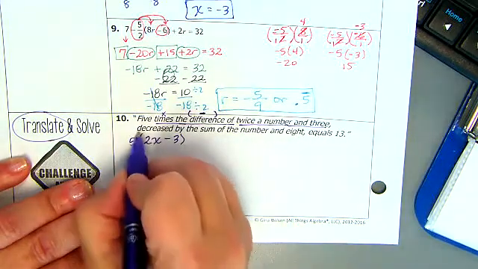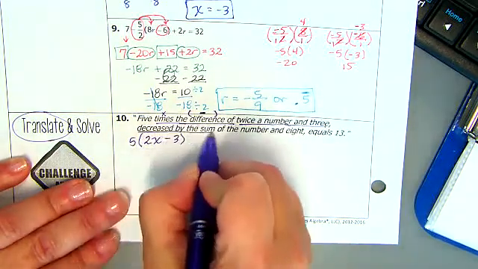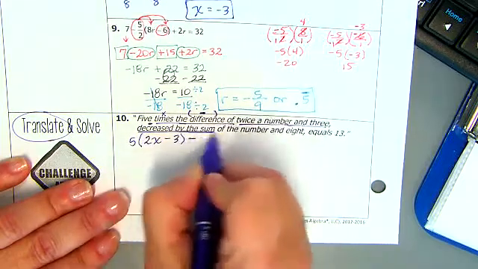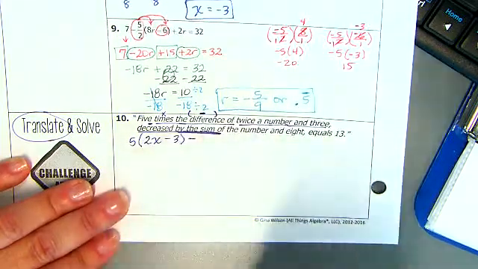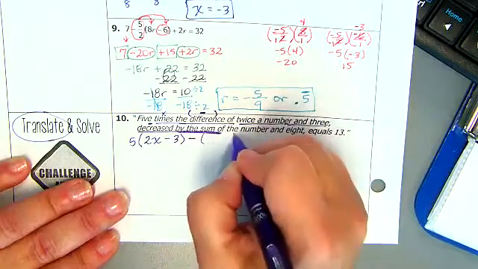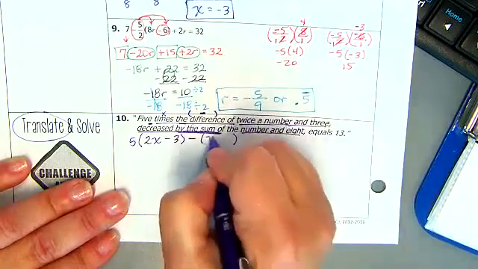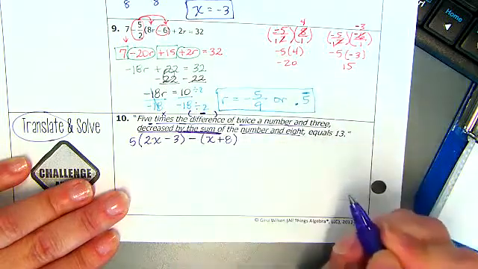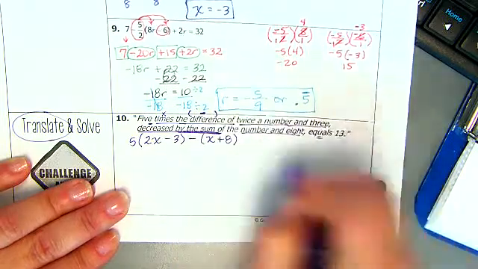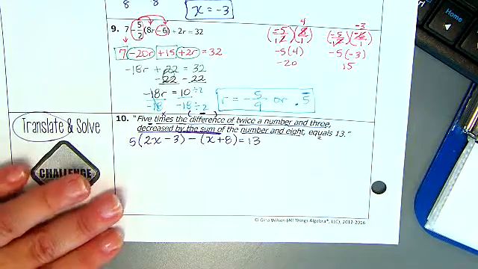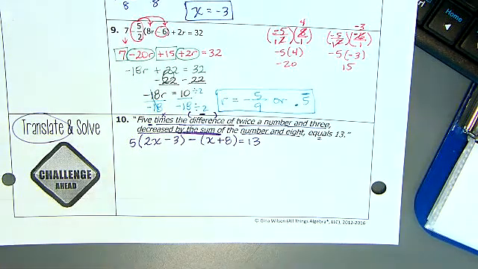Then it says decreased by the sum. So decreased means I'm going to subtract, but it says by the sum of. That's another set of parentheses. By the sum of a number and 8. So that means doing x plus 8 equals 13. Now it looks just like the problems we've been doing. So now we distribute and we solve.